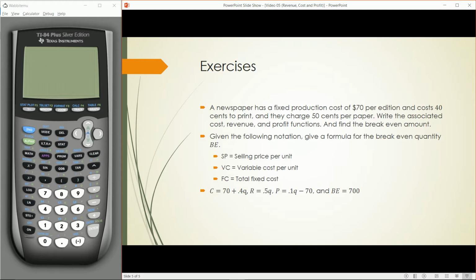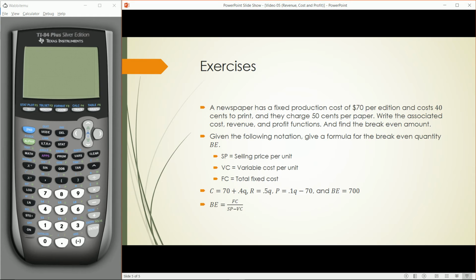For the cost function, you should have 70 plus 0.4 Q, because it's $70 per edition, not per paper, and Q is your quantity, and it costs 40 cents to print it. Your revenue is 0.5 Q, because you charge 50 cents per paper, and your profit is 0.1 Q minus 70, which means if you produce 700 papers, you're going to break even.